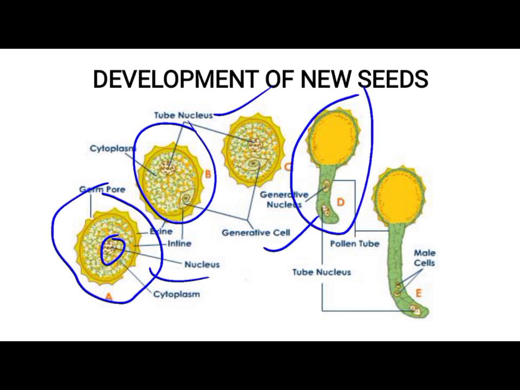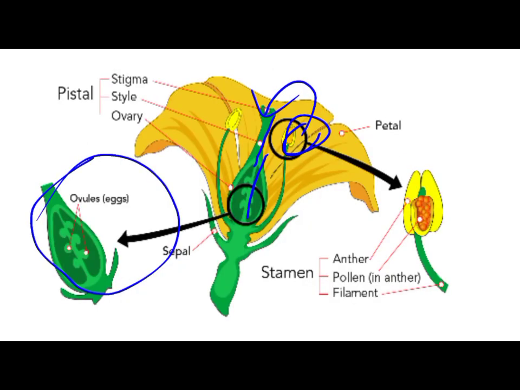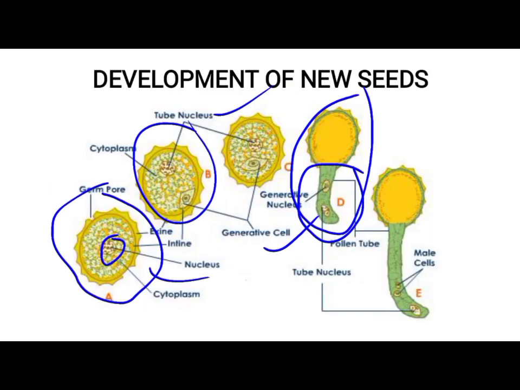Okay, you can see the tube nucleus will begin to grow a tube, and the tube is growing down inside the what? Inside the style, heading towards the what? The ovule. Okay, just like you can find it, you can see it here. So the tube eventually goes inside, and you can see you already have two types of nucleus. You have the tube nucleus, and then you have the generative nucleus.